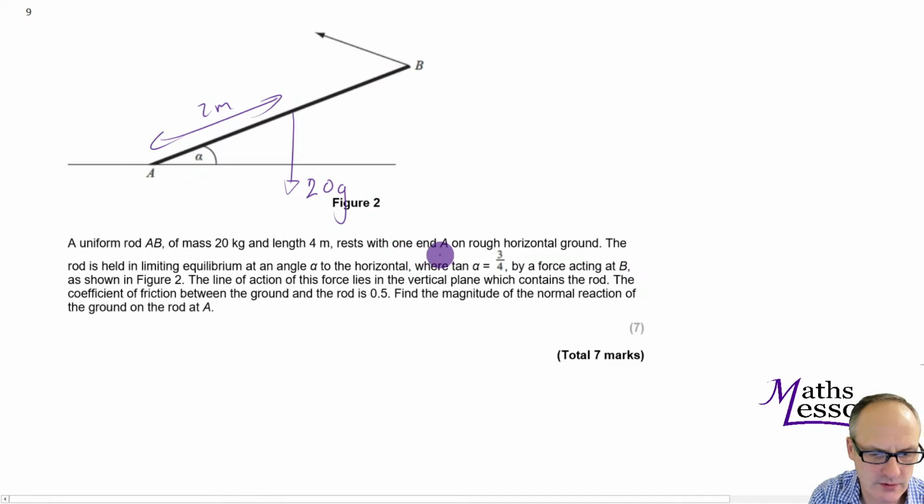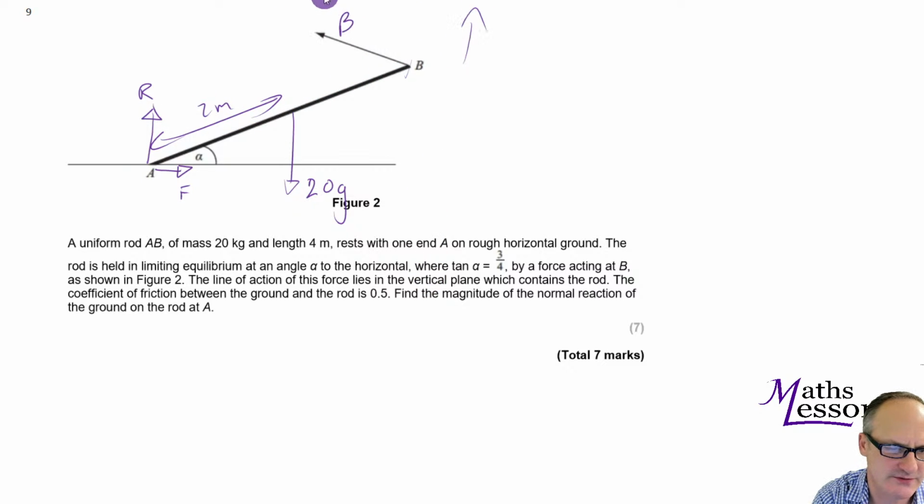And rests with one end on the rod on rough horizontal ground. So we're going to have some friction going this way, and we're going to have a normal reaction going this way. And we've got a force at B. I'm going to call that force B. Okay. And the line of action is force line in the vertical plane. And what that means is that all these forces are in the same vertical plane. So they all act in line with each other. It doesn't mean act vertically upwards.